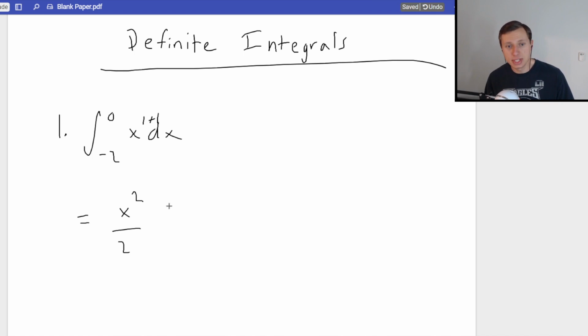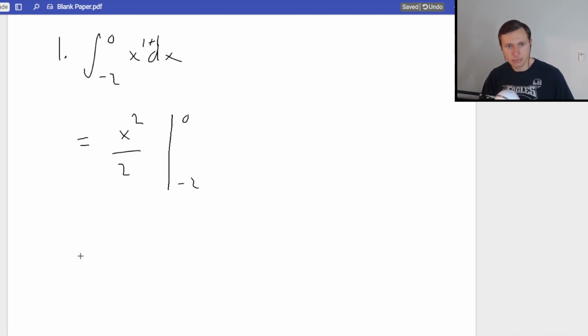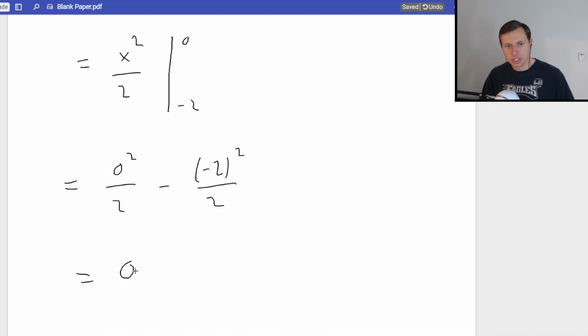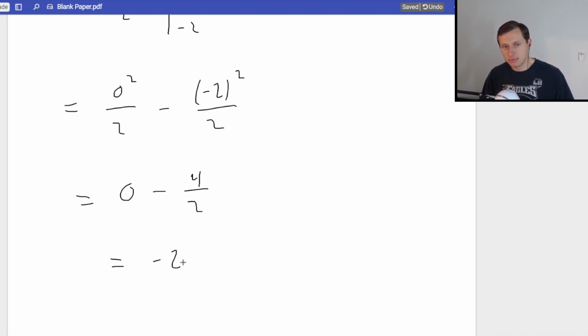Whenever you have bounds, instead I'm going to draw a long vertical bar like this. Up top 0, on the bottom -2. I'm actually going to be plugging in 0 and -2 in for x here and subtracting the two quantities. So what I get is 0 squared over 2 minus -2 squared over 2. So this is going to equal 0 minus -2 squared, which is now positive 4, divided by 2. I'm going to get a final answer of -2. Okay? Any questions? This is the answer.